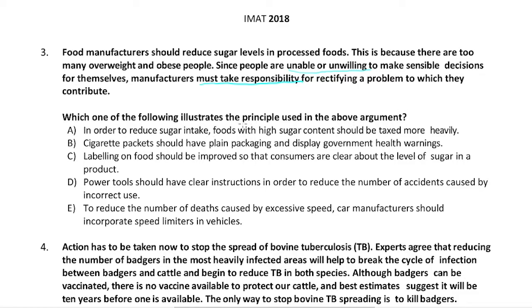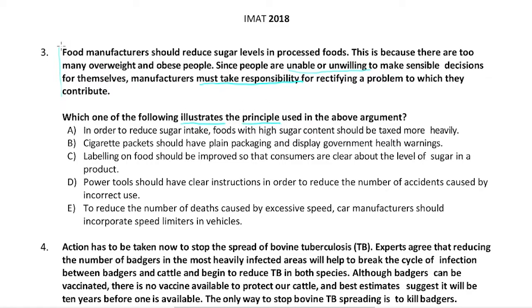So we have to think about the principle that is illustrated in the above argument. We have to understand the idea of the author and apply it to a new situation, because we have to think about the principle. So we have to use this principle and think like the author: if there is a new situation, how would the author respond to it using his principle?